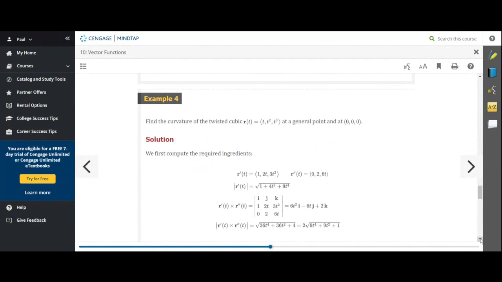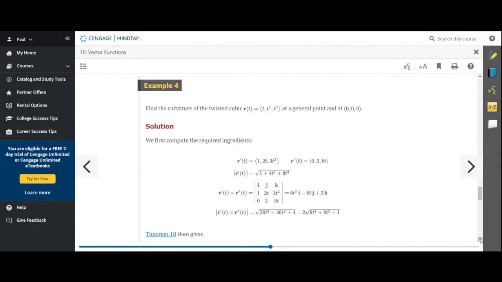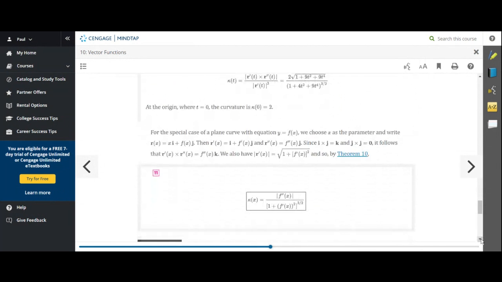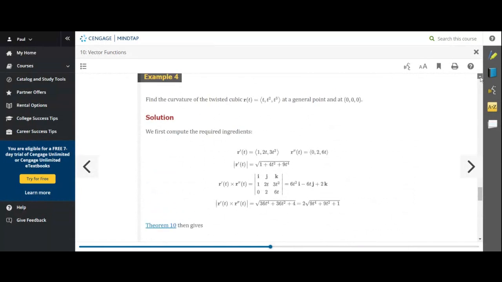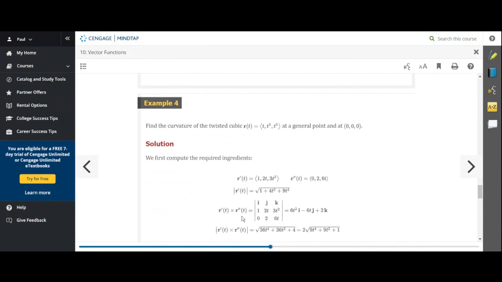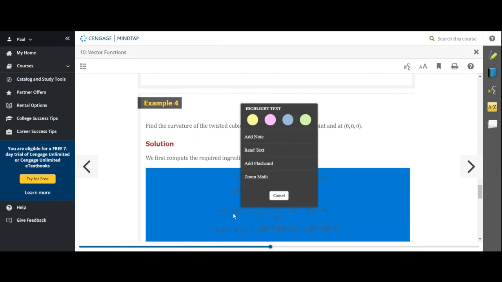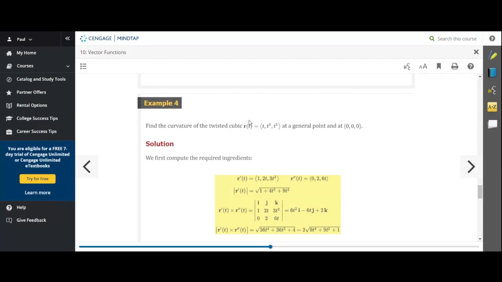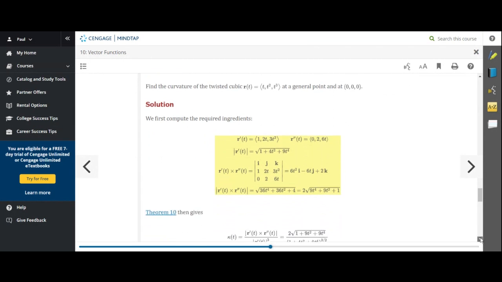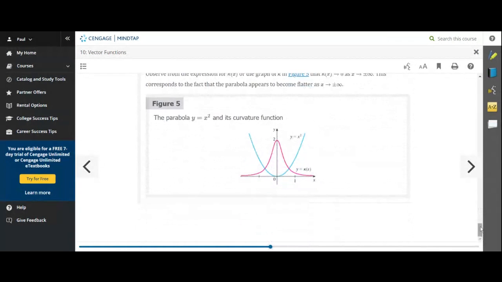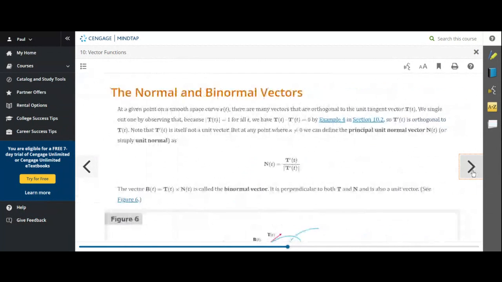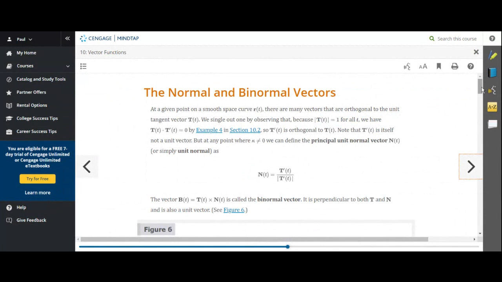They have an example where they find the curvature of a twisted cubic. I'll let you look at that, class, because in this problem, example 4, they just use the formula that you saw previously, theorem 10. It's not a big deal, okay? It's just computation. Let's keep moving on here, because we have a lot to get to today, and I want to hit some other important topics.